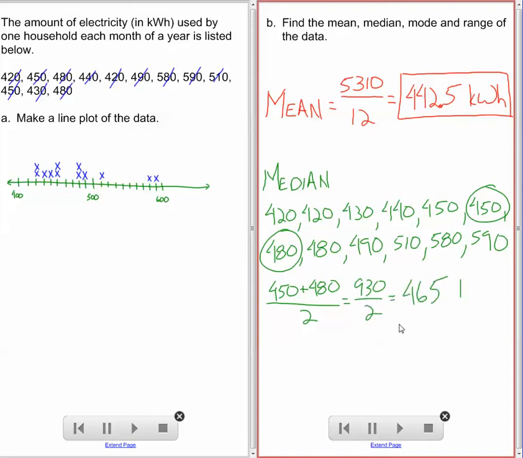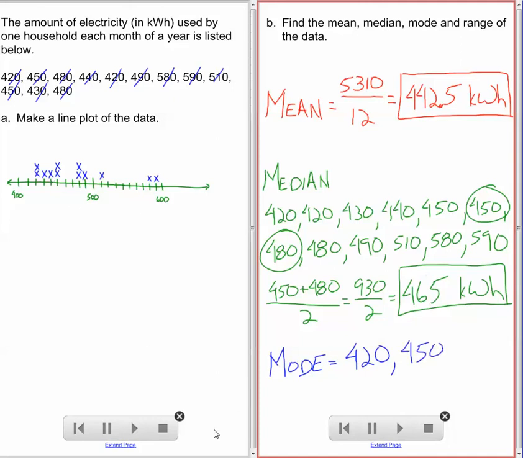And lastly, the mode is very easy to determine once we've done a line plot because it's just whichever X's reach the highest. And I already said those: 420, 450, and 480. I should have scaled this more, probably. So those are all the mode. That's kilowatt hours, by the way.